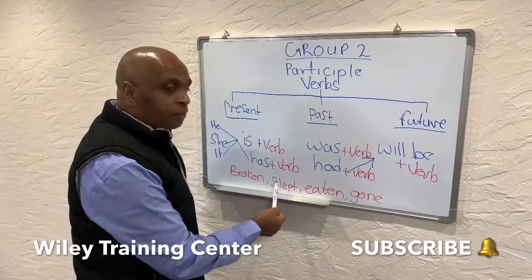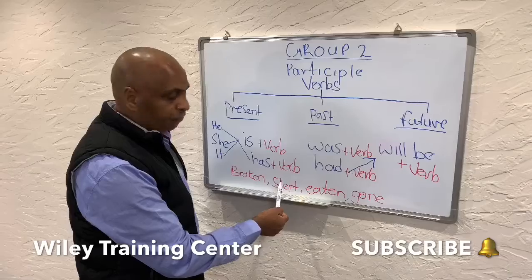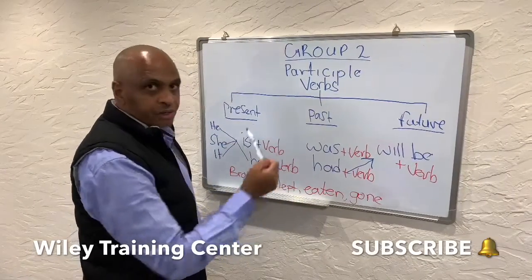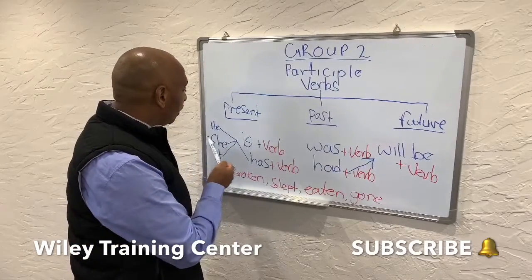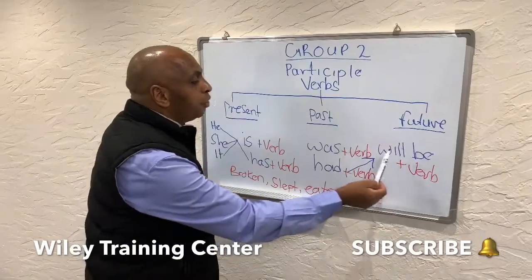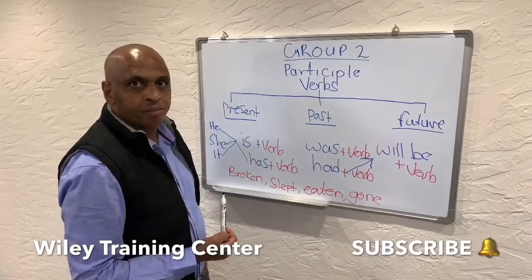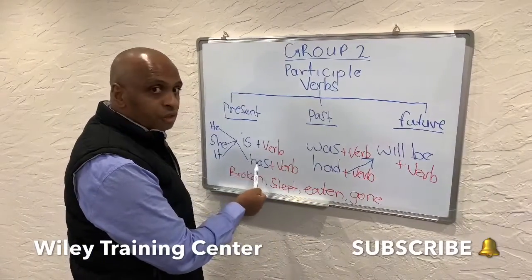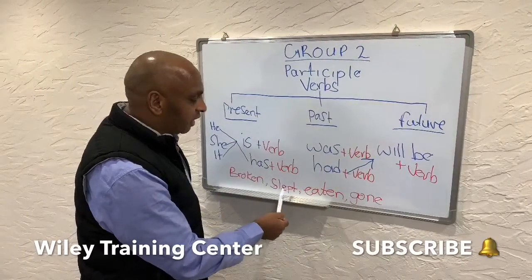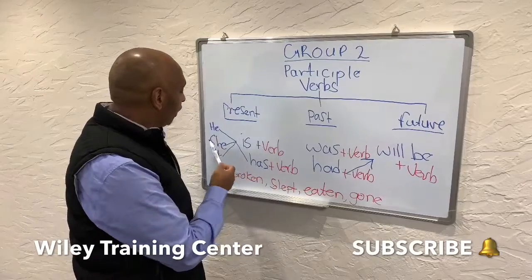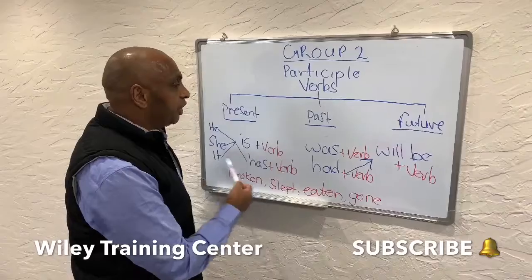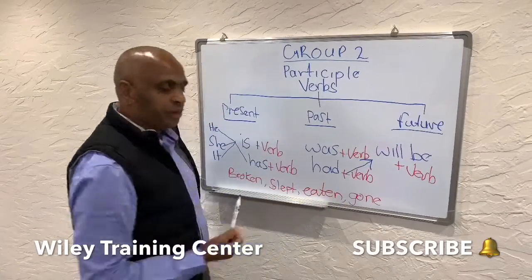The second one, the word slept as a participle verb. He, she, it is slept. He, she, it was slept. He, she, it will be slept. The second section, using the word has: he, she, it has slept. He, she, it had slept. He, she, it will be slept.